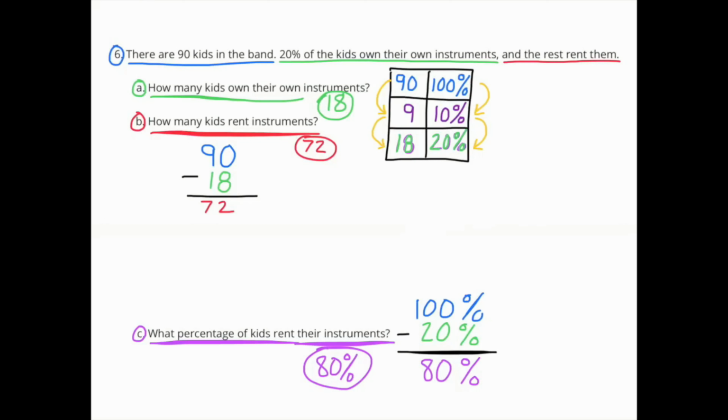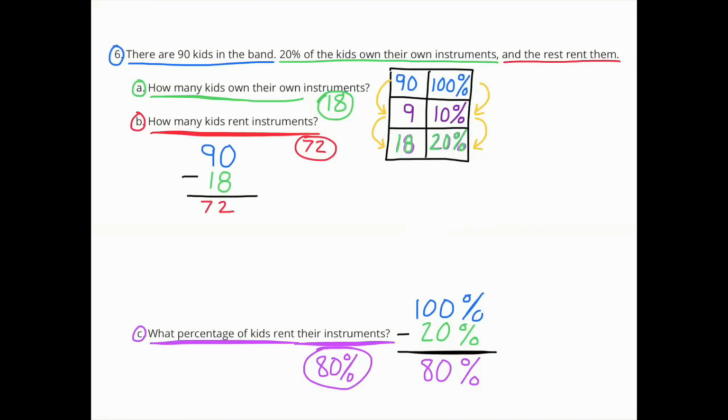10% of 100 is 10%, and 10% of 90 is 9. I know that 20% is 2 times greater than 10%, so 9 times 2 is 18. There are 18 students in the band who own their own instruments. B. How many kids rent instruments? 90 minus 18 equals 72. 72 kids rent their instruments.